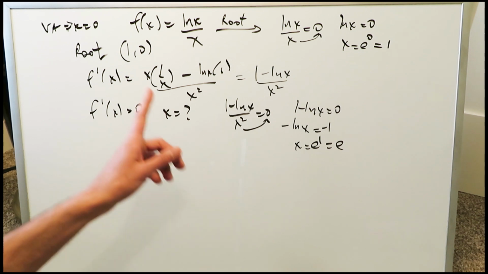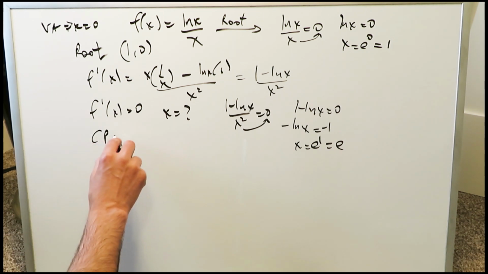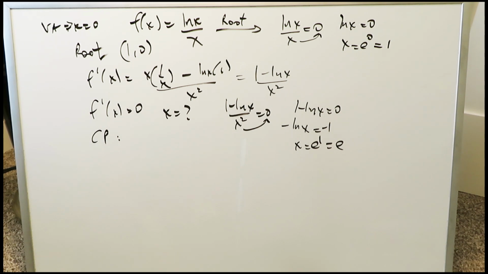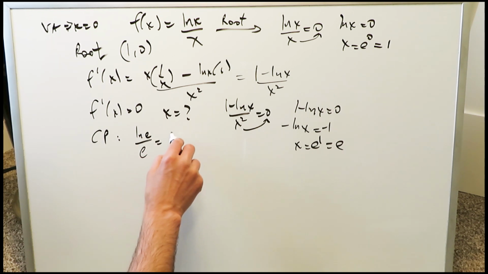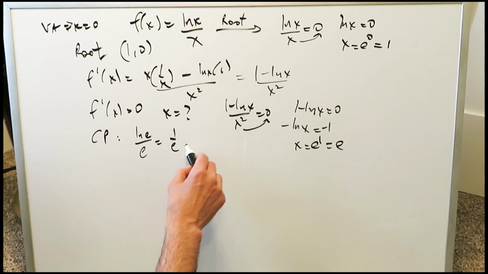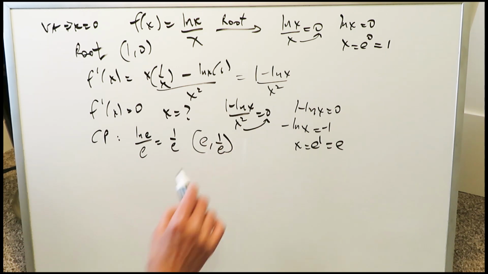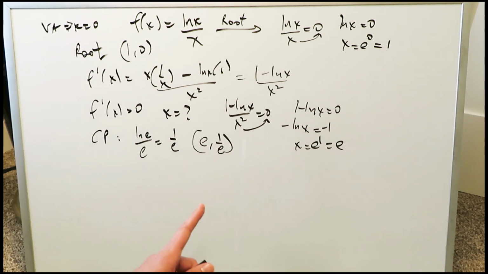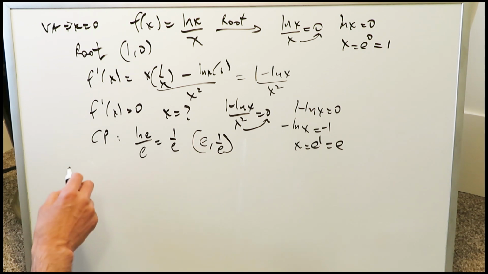You take that e value, you put it in your original function, you get the corresponding y value, my critical point. There appears to be only a single critical point over here, but that's fine. You put e in, and you're getting natural log e divided by e, which is 1 over e. My critical point x and y values are e comma 1 over e. You can get perspective with a calculator: this will be like 0.3 something, and e is 2.71828.